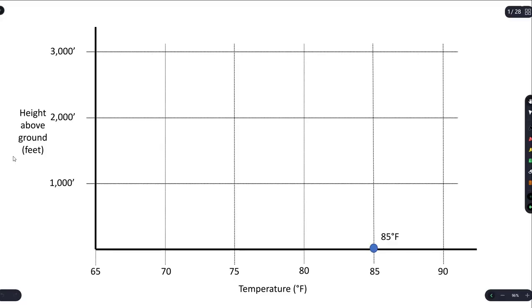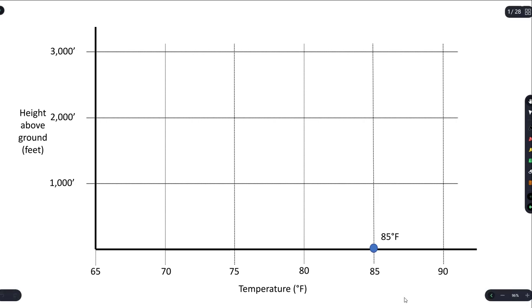So let's go through some graphs to further illustrate this concept. So here we have a graph. On the bottom of the graph, we have temperature going from 65 degrees Fahrenheit all the way up to 90 degrees Fahrenheit. And then we have height above the ground over on the left-hand side, 1,000 feet, 2,000 feet, 3,000 feet. And let's say we start with a parcel of air, a blob of air that's at 85 degrees Fahrenheit.